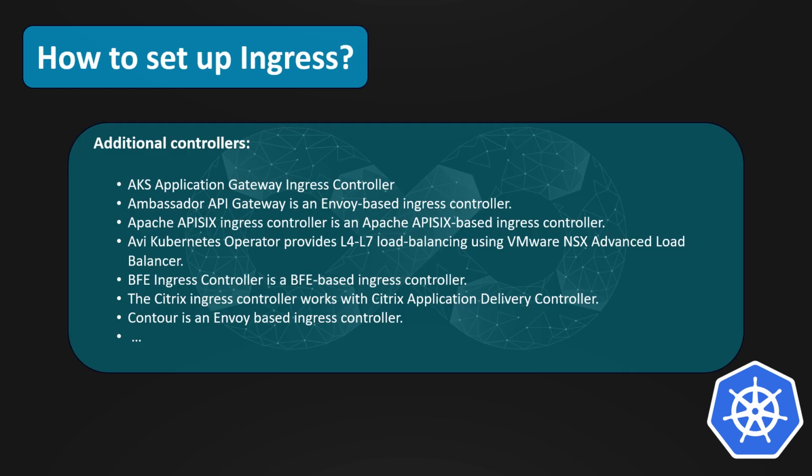Setting up Ingress in Kubernetes is relatively simple. First, you need to have a running Kubernetes cluster. Then, you need to install an Ingress controller. An Ingress controller is a component that runs in your cluster and manages the Ingress resources. There are many Ingress controllers available, but in this video, we will be using the NGINX Ingress controller.